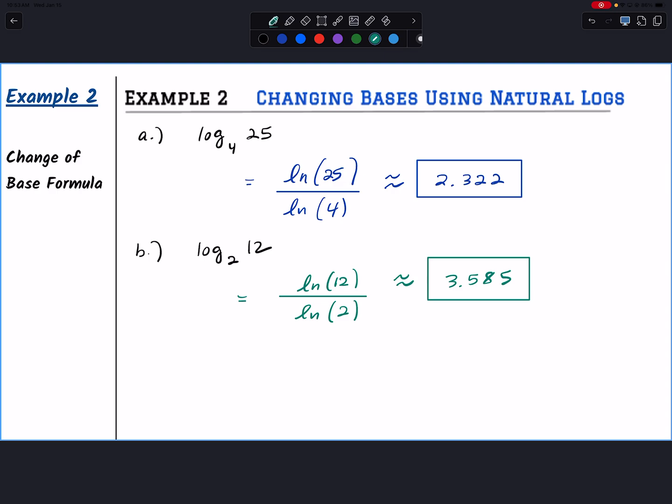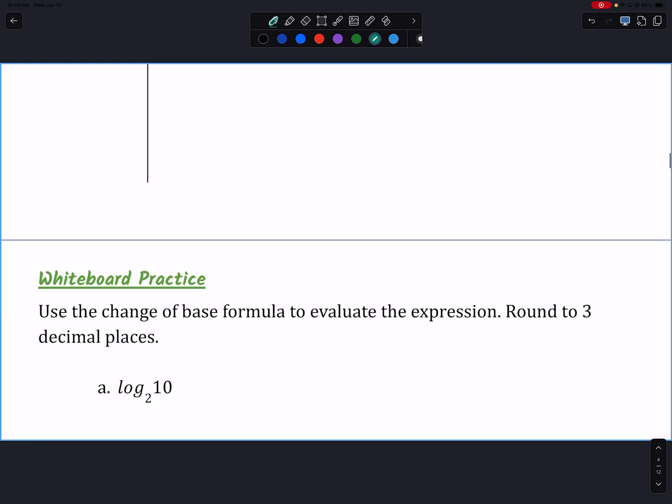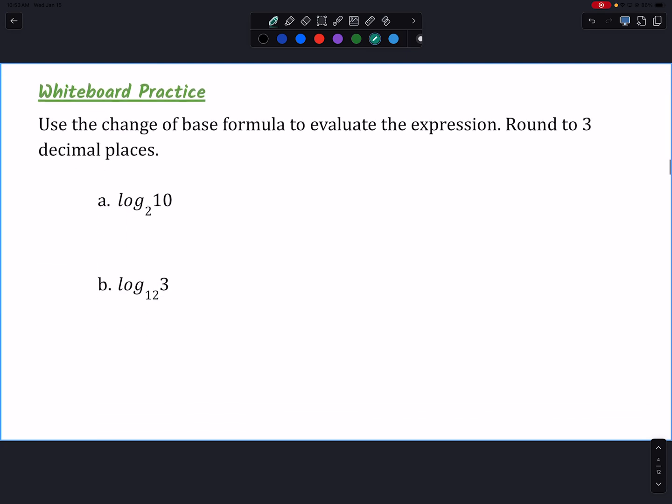Okay. Any questions? Okay. I'm gonna give you guys a few minutes. Can you guys try this with your table?